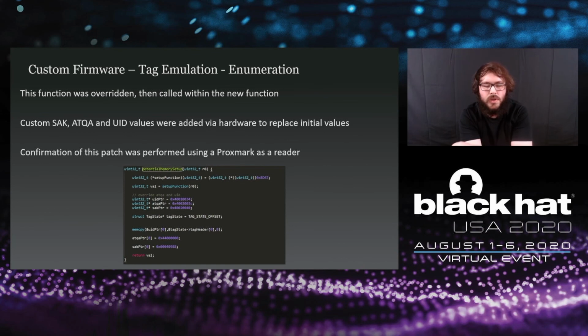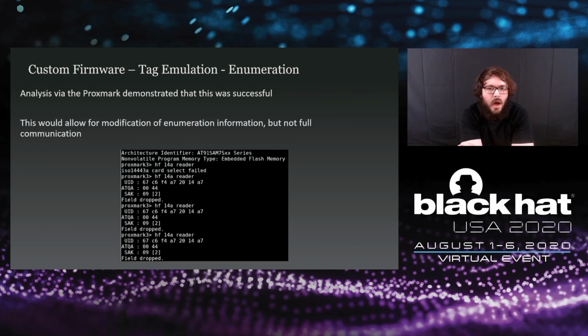I overrode this function and then called it from within the new function I'd made. This would allow me to set up all the hardware as I needed to without me needing to do it myself. What I then did was overwrite what they'd implemented into the hardware, so what UID value and SAK and ATQA values they'd initialized, and put my own ones in. I then confirmed this using a Proxmark as a reader to prove that my new UID, SAK and ATQA values had worked. When I looked on the Proxmark, I found that this was successful and allowed me modification of any enumeration.